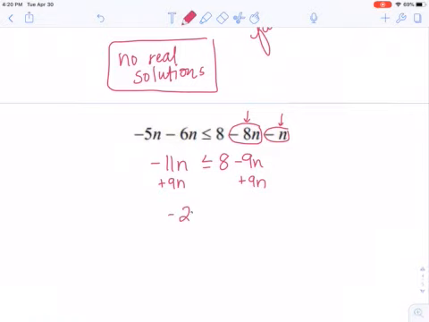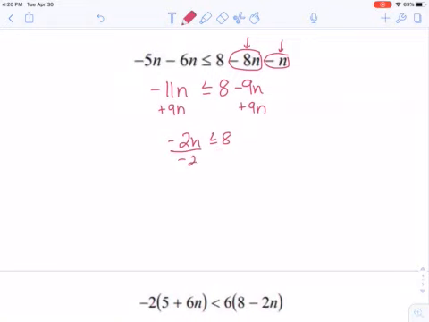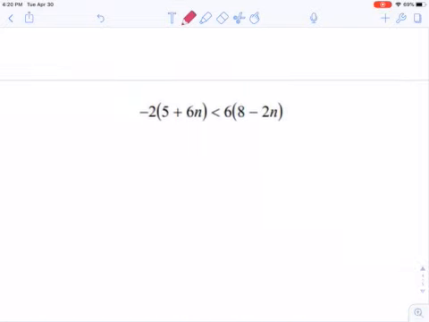Okay, so then I've got negative 2n is less than or equal to 8. Divide both sides by a negative 2, and when I divide both sides by a negative, I flip that sign around. Okay, so n is greater than or equal to negative 4. Remember that you only flip the sign when you multiply or divide by a negative. Okay? Next problem, last one, distribute.